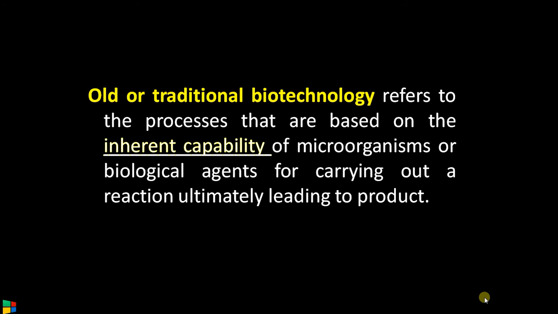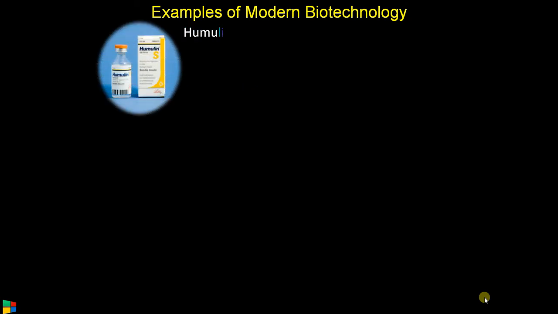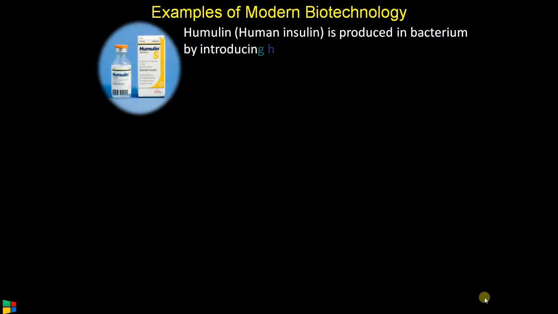Here comes the difference of modern biotechnology or new biotechnology. Let's take some examples of modern biotechnology. As we all know, this is humulin. Humulin is produced in bacterium by introducing human insulin gene. This is the most common insulin now available in the market.